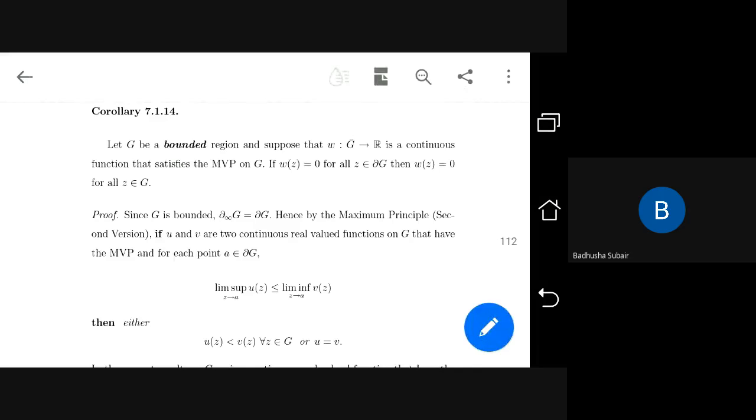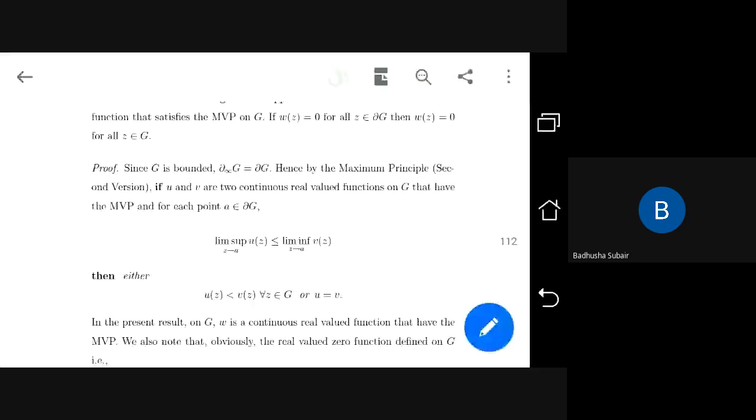Next is a corollary. The statement is: let G be a bounded region and suppose that W from the closure of G to R is a continuous function that satisfies the mean value property on G. That is, if u and v are two continuous real valued functions on G that have the mean value property, and for each point a belongs to del G. In the statement of the maximum principle second version, it is del infinity G. But here, since G is bounded, the extended boundary is equal to the boundary of G.